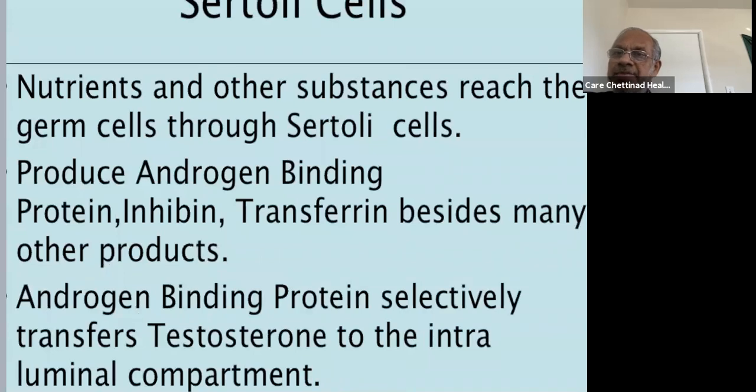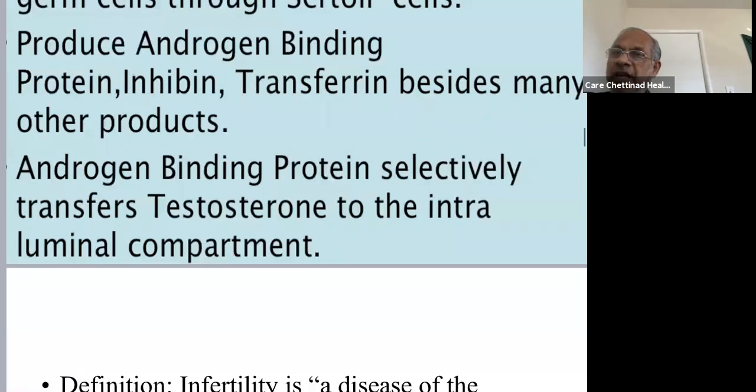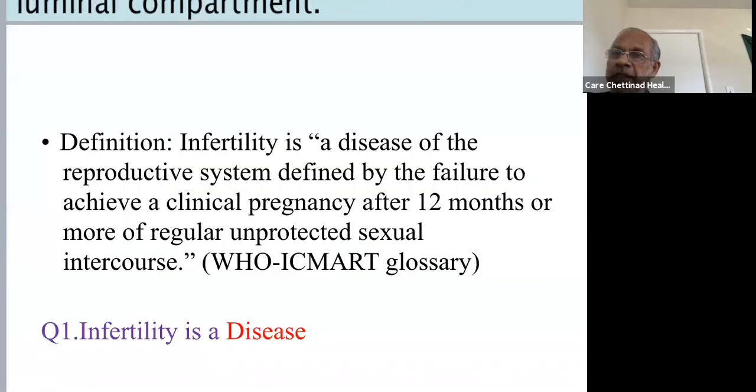The nutrients and other substances reach the germ cells only through Sertoli cells. They produce androgen-binding protein, inhibin, transferrin, besides many other products. Androgen-binding protein selectively transfers testosterone to the intraluminal compartment. To re-emphasize, a very high concentration of testosterone in the intraluminal compartment is important for spermatogenesis.